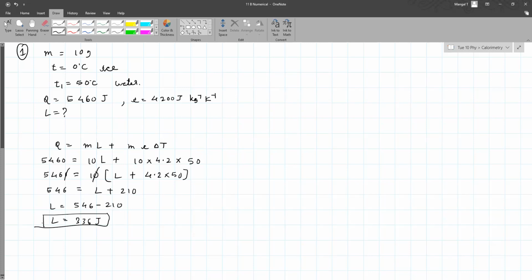Okay, so that's joule per gram. This is joule per gram. Okay, remember writing proper units.